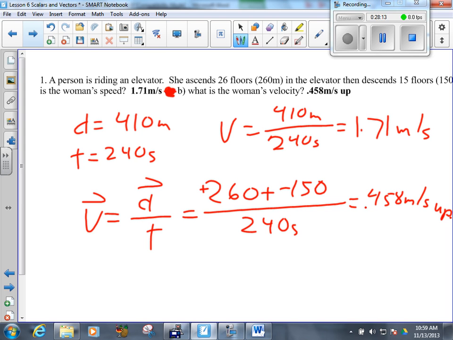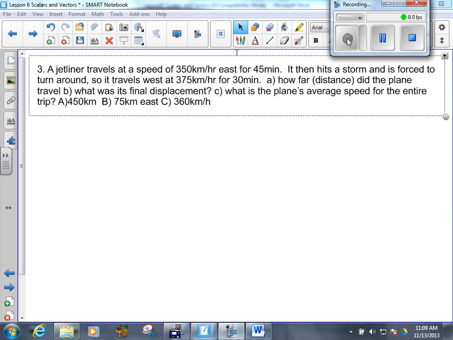All right, keep going there, guys. So for number 3 here, we've got the jet that travels 350 kilometers per hour east for 45 minutes. It then hits a storm and is forced to turn around and travel west at 375 kilometers per hour for 30 minutes. How far did the plane travel, and what was its final displacement? Then what's the speed for the entire trip? Well, let's set it up and do all the scalar things first. We're asked to find speed. In order to find speed, we have to find the total distance traveled anyway. So let's break it up into part 1 and part 2.